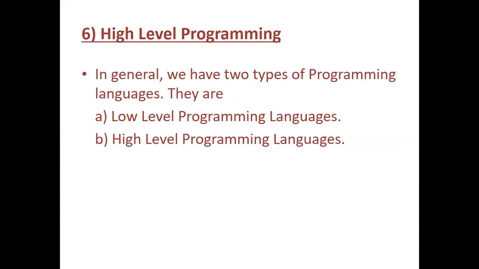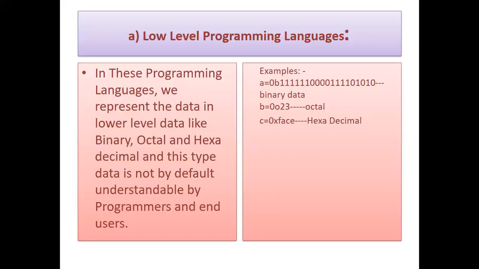High-level programming language. Now, what do we understand by high-level programming language? In general, we have two types of programming language. One is a low-level programming language, and second is a high-level programming language. What is the difference between them? In low-level languages, we represent the data in lower-level data like binary, octal, hexadecimal, and this data is not understandable by default by the programmer and the end user.